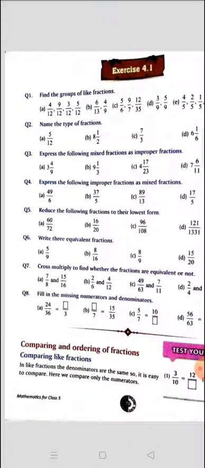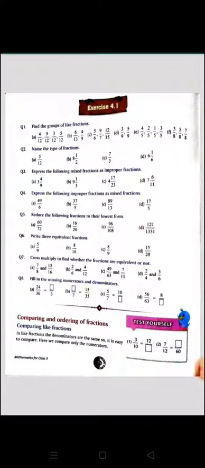Okay, like this you have to do the remaining questions as homework.